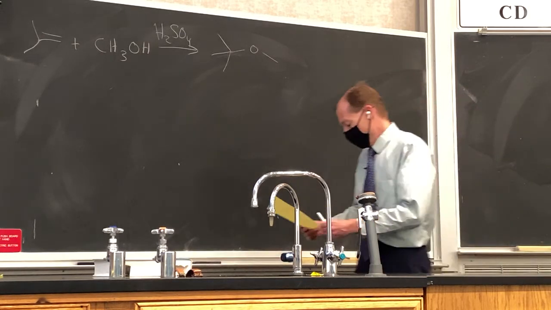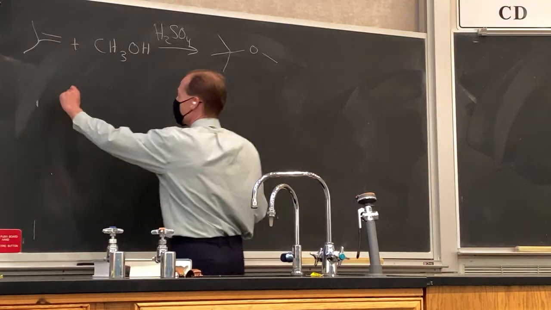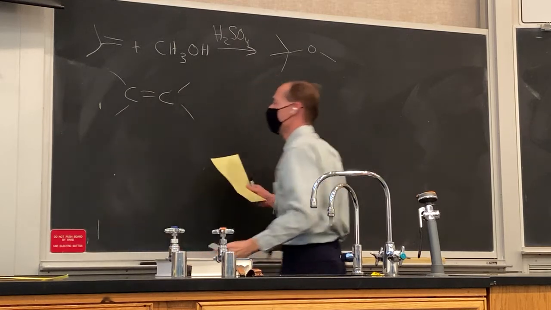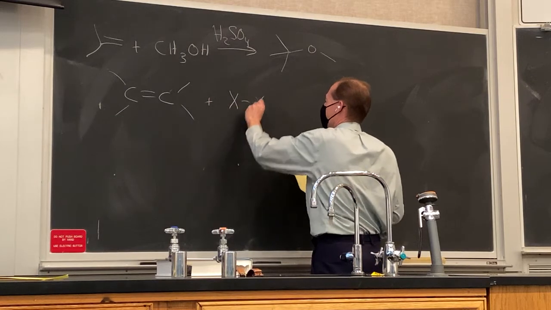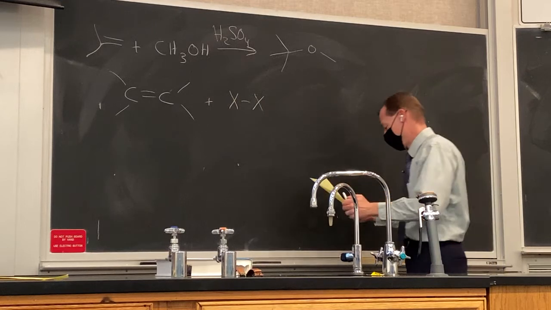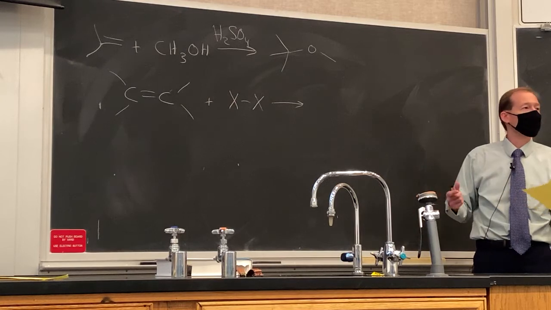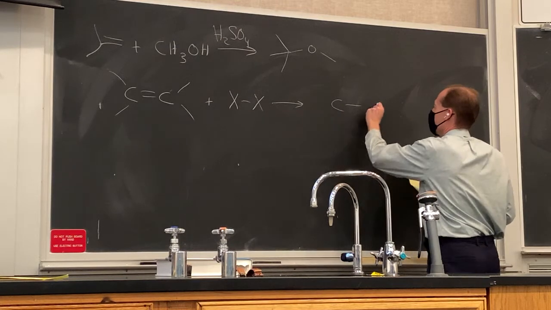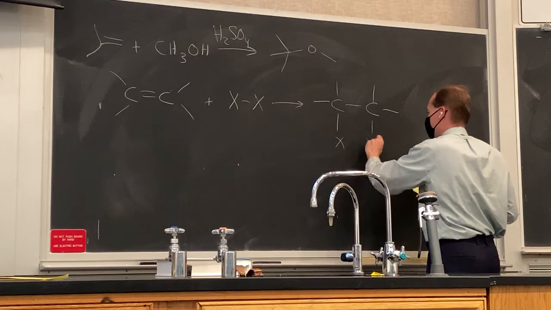All right, so let's talk about the halogenation reaction now. In a halogenation, we take our alkene, we react it with a molecule of a halogen, X2. And so we're adding one halogen atom, or a halide, to each carbon of our alkene. Okay? So our products will look like this. Okay?